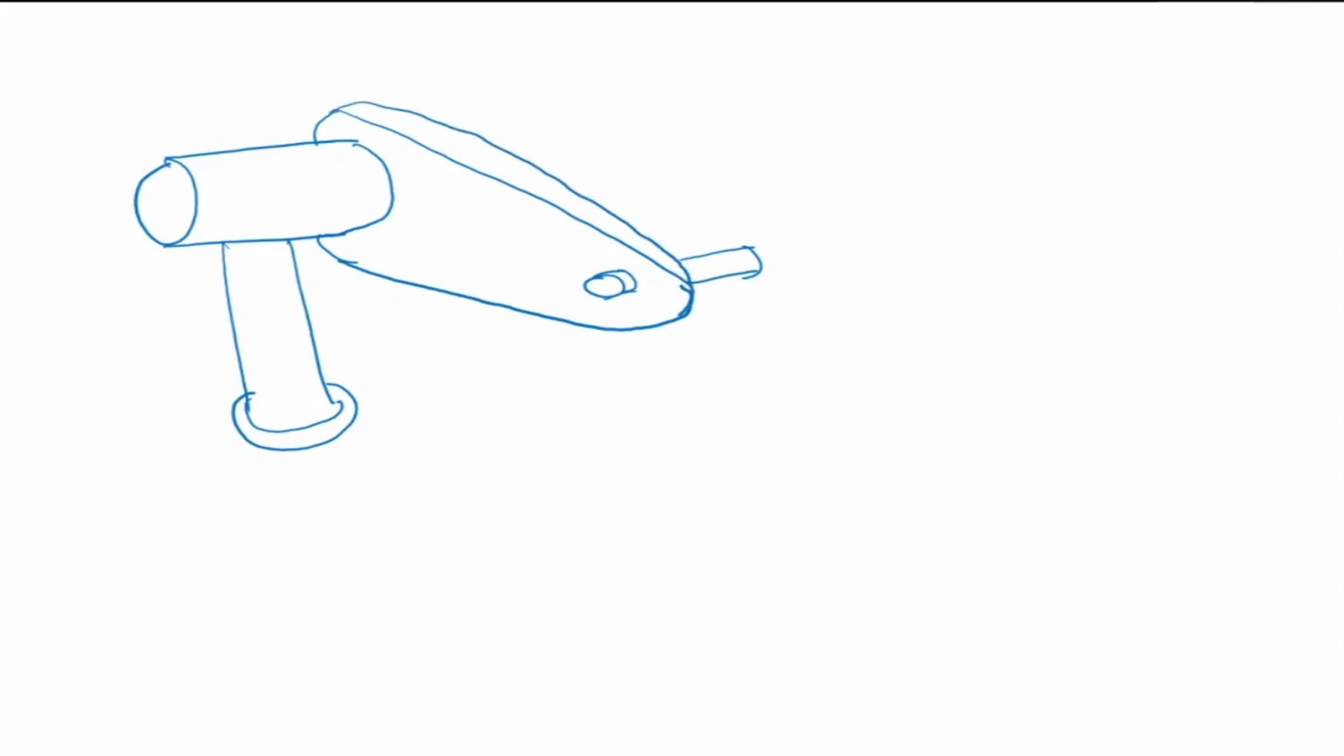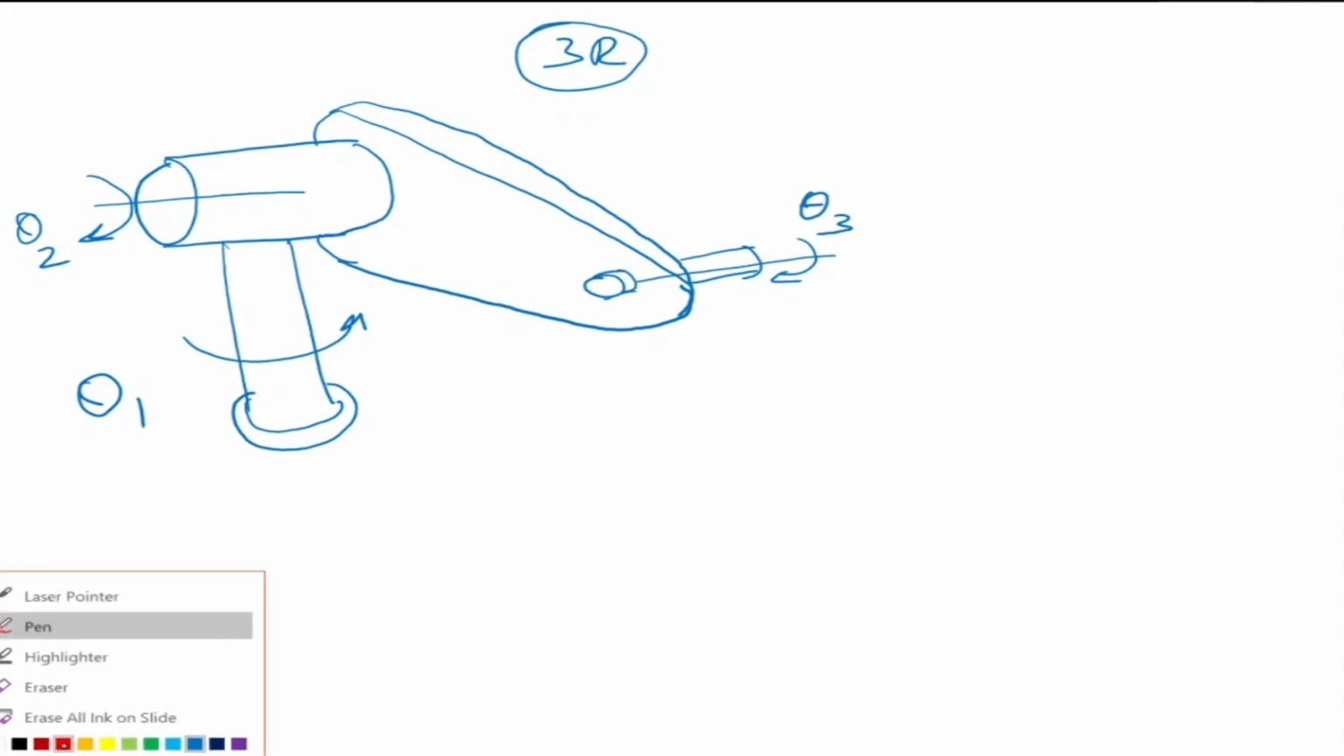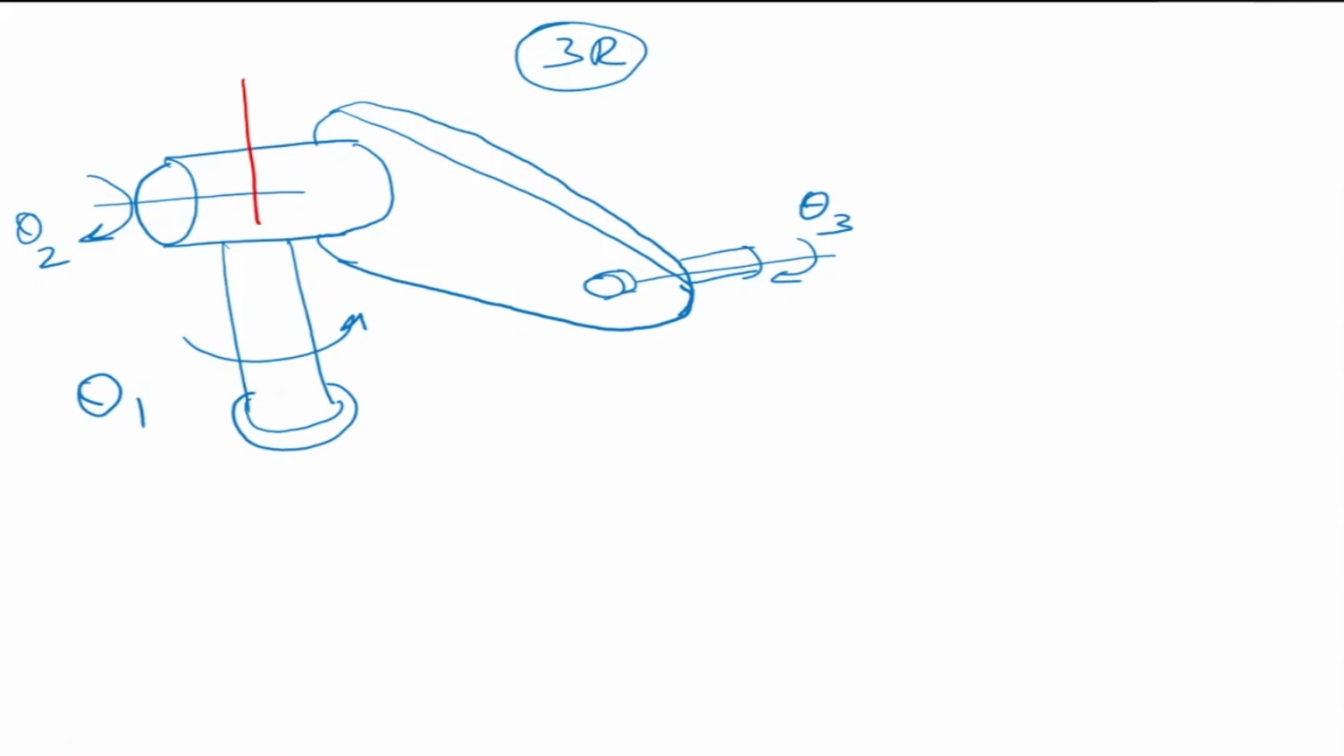Okay. Now what are the axes? This is my θ1. Then this is my θ2. So this axis is my θ2 axis, and that's my θ3 axis. θ1, θ2, and θ3. So it's 3 revolute joints. Now let's assign the axes, and then we will proceed. The first axis is here. Z0, Z1, Z2 is here, and Z3 is here.